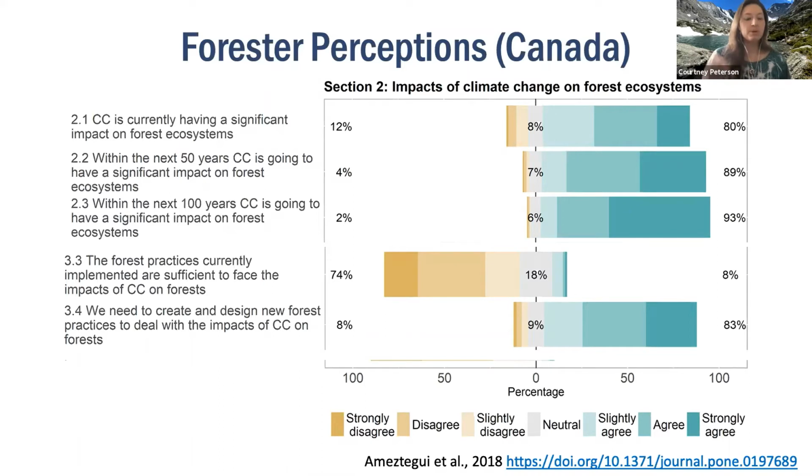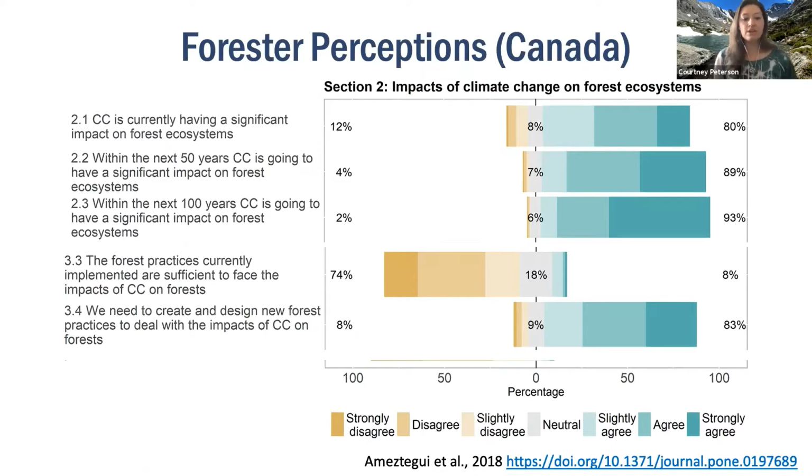And so I just pulled out a couple of the key questions and results from that survey. Some of the ones that I think are interesting is that you can see when it comes to thinking about climate change having a significant impact on forest ecosystems, the perceptions that it is going to have an impact continues to increase as we move 50 and then 100 years into the future. And so there's a little bit of this perception that those impacts are going to happen in the future, but they're also going to be more significant 100 years from now.